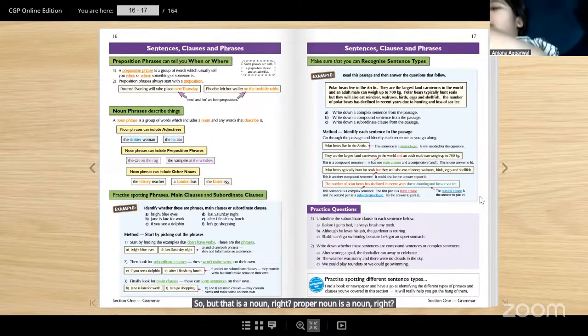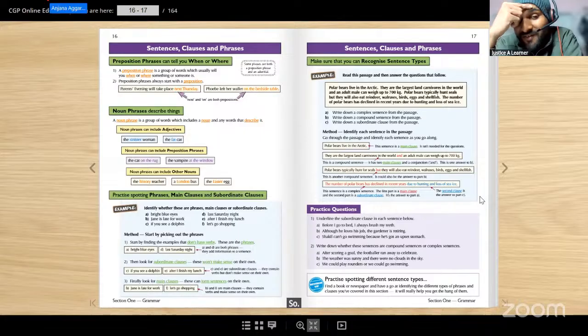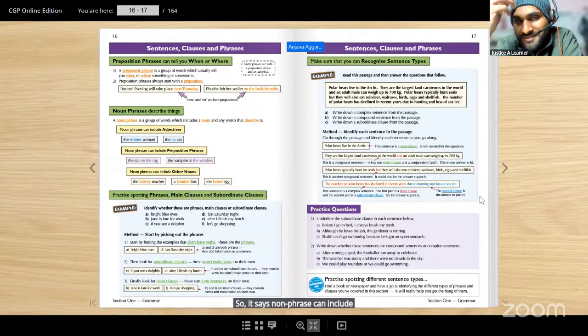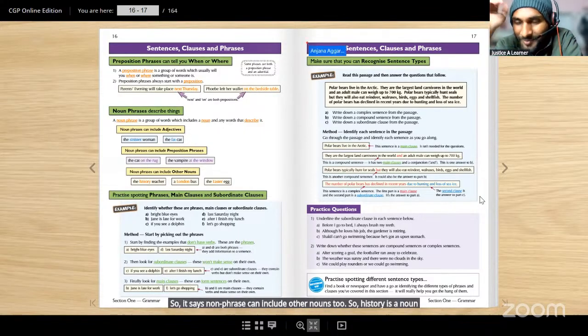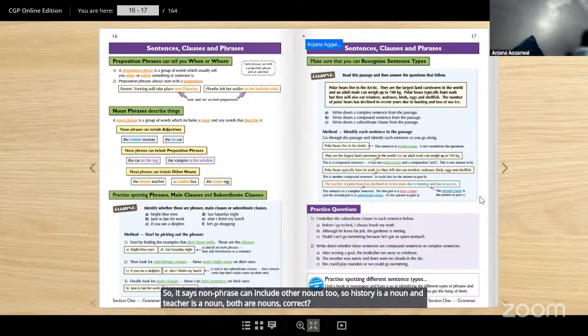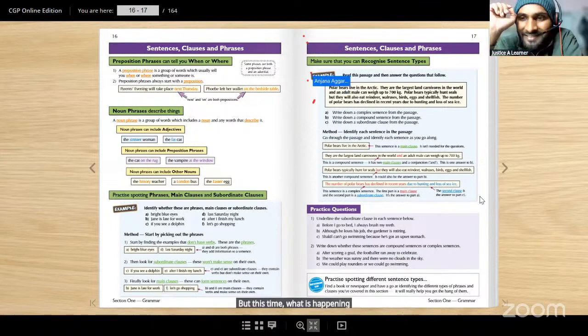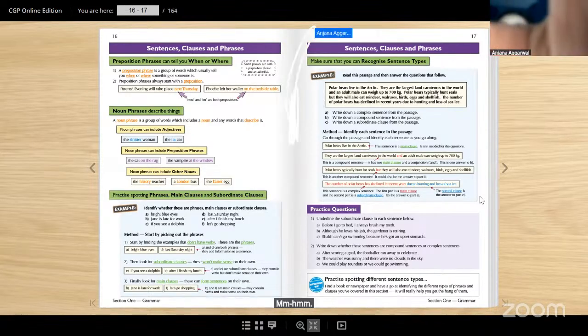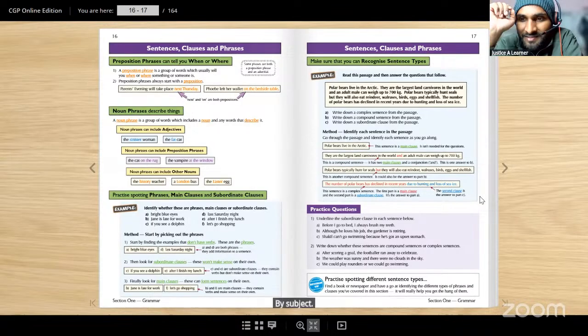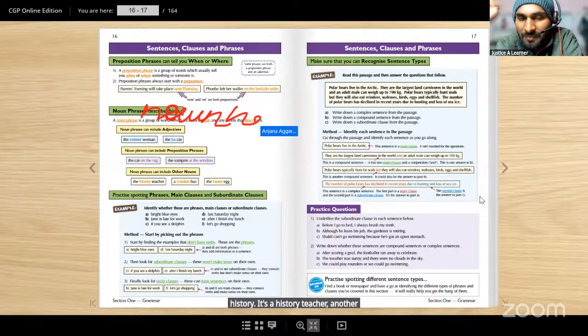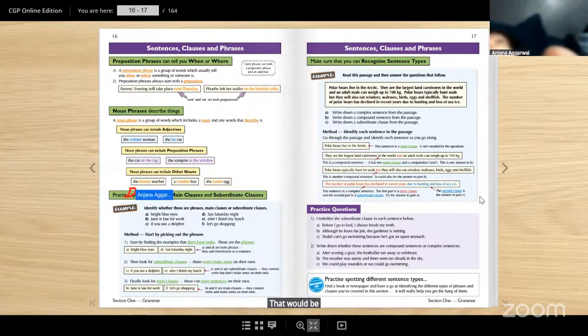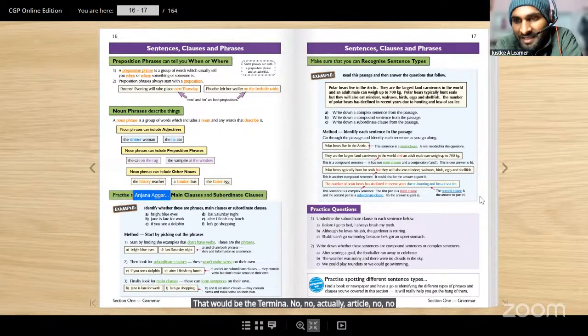So it says noun phrases can include other nouns too. History is a noun and teacher is a noun. Both are nouns, correct? But this time, what is happening? Teacher is being described by a subject, another noun, and that subject is history. So history teacher: another noun is being used to describe a noun. The would be a determiner, actually an article. Yes, and in the second example.